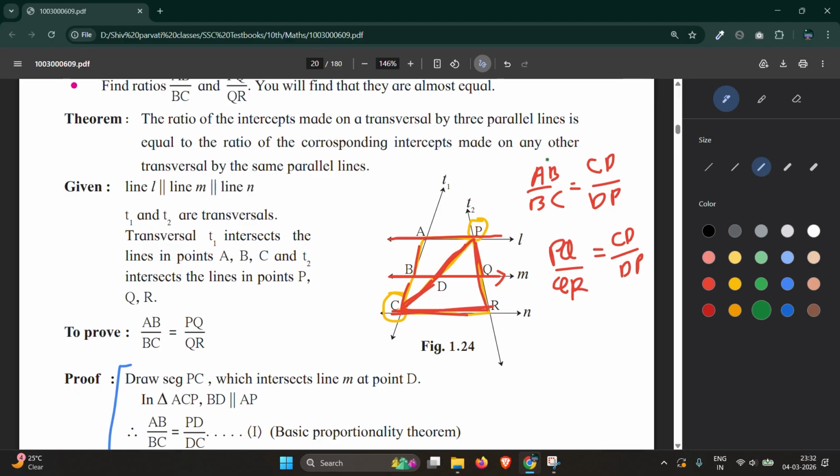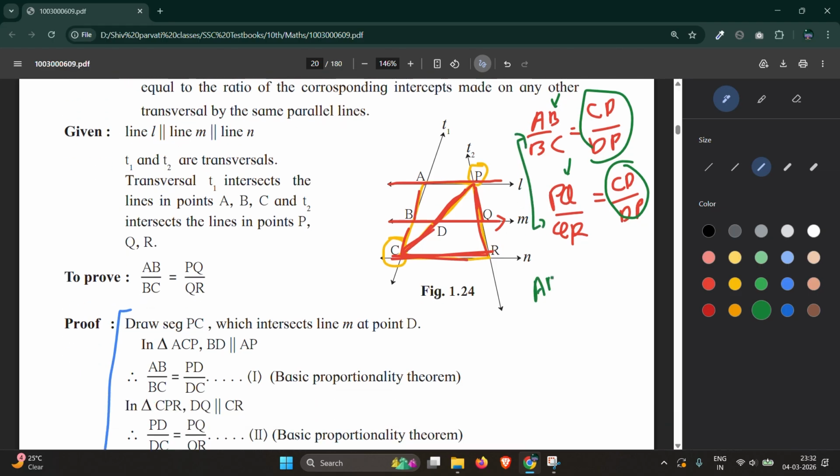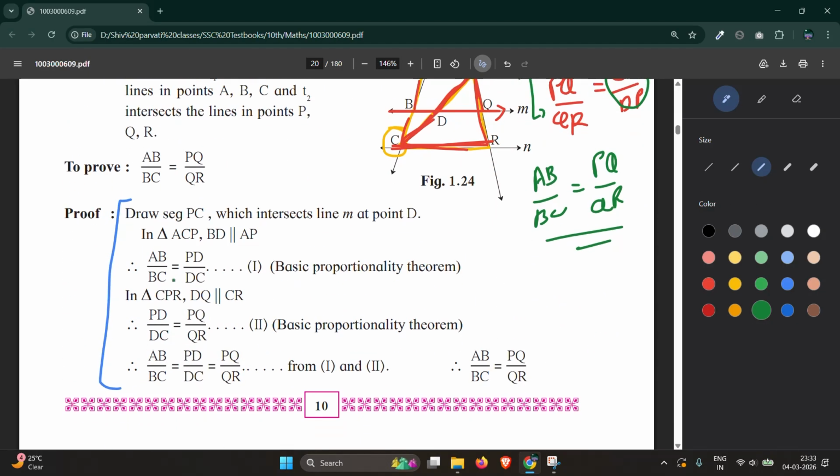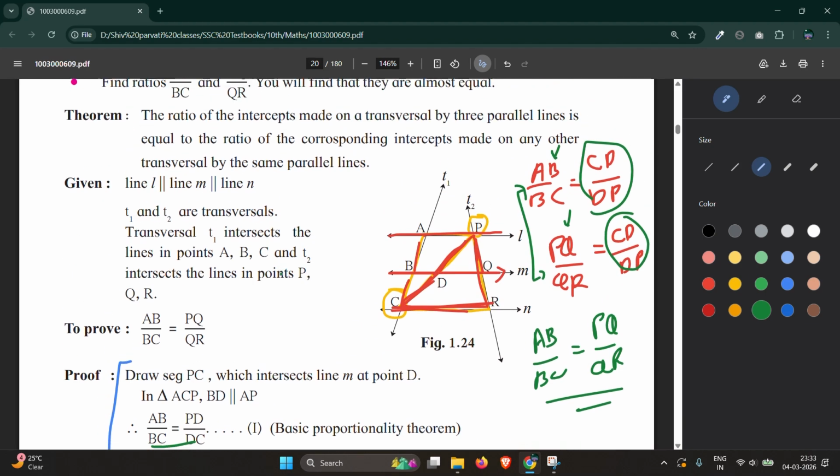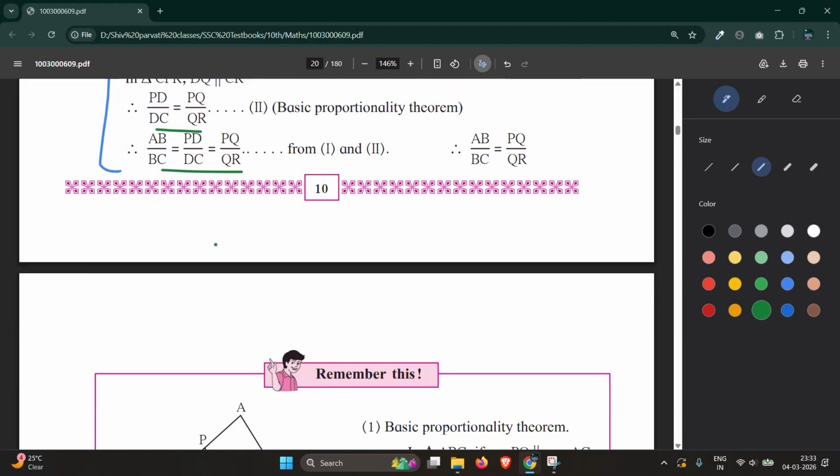And now as you can see, this part and this part both are equal to the same thing, so that means we can just equate both of these together, and that gives us AB upon BC equal to PQ upon QR. And this is just the result that we were trying to prove. So we are just writing this in proper notation in the proof, and the proof is fairly small. So I'm not going to go through the proof again.